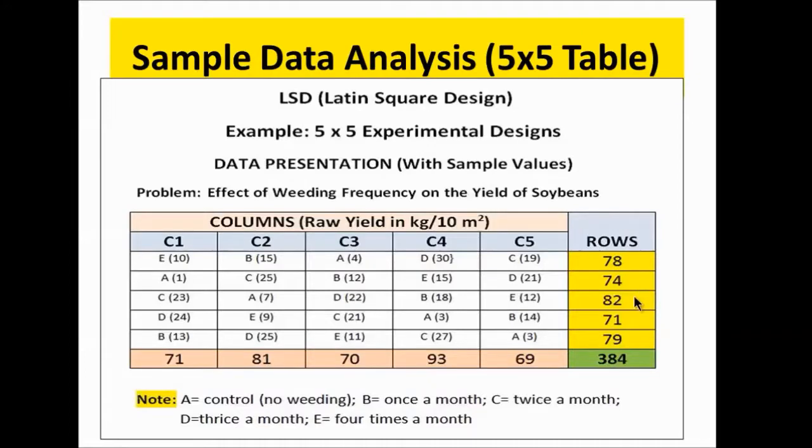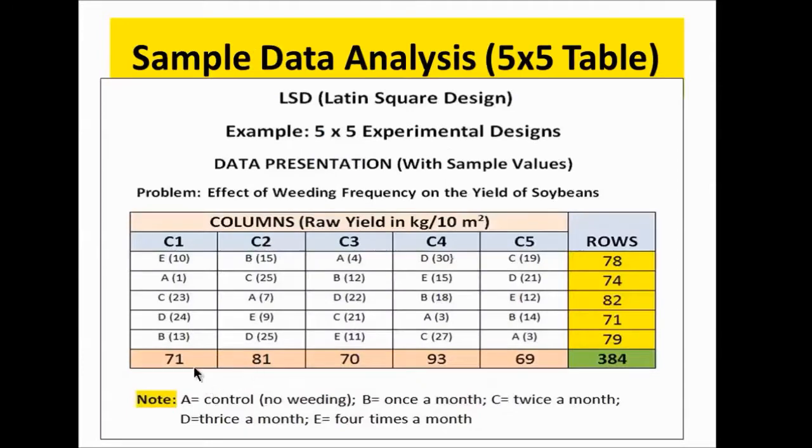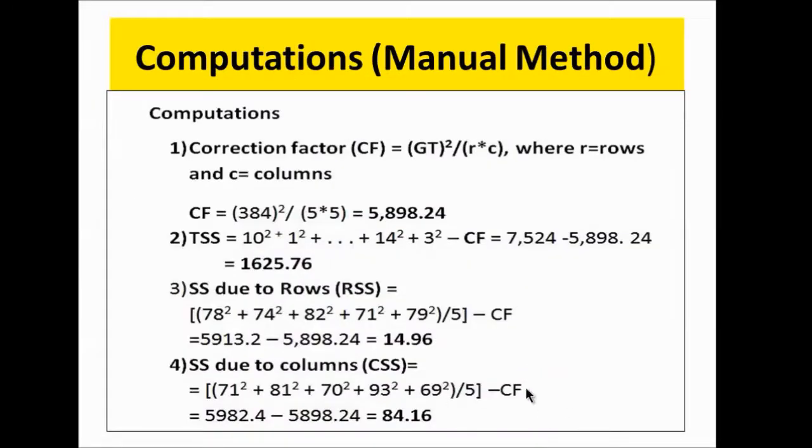The sum of squares due to rows, we have this rows total. We also do that with squaring, divided by 5, minus CF, and we obtain 14.96. Then the columns, we square this. The sum is divided by 5 minus CF, our correction factor, and we obtain 84.16. So these values will be summed up in the ANOVA.